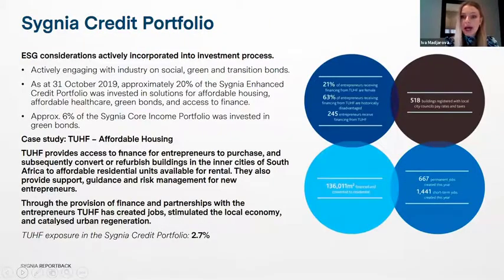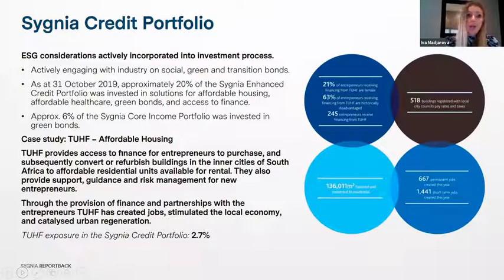On the local side, I mentioned that we do have ESG incorporated into the credit process, and we are actively engaging with industry on social and green transition bonds. Approximately 6% of our core income portfolio is invested in green bonds. And we also support, for example, what we're showing you here as a case study, TUHF.